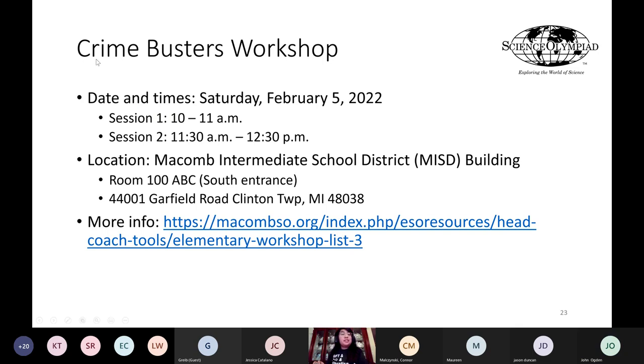Sure. So there's a Crime Busters workshop on Saturday, February 5th, 2022, and there are two different sessions. One's from 10 to 11, and the other is from 11:30 to 12:30. It's at the MISD building in the big auditorium they have. This is the address. And basically, this is going to be a hands-on experience for your students to go through the different portions of the Crime Busters event, powder identification, making a chromatogram before the practice tournaments. More information can be found at this website.